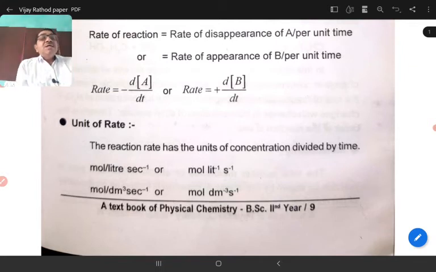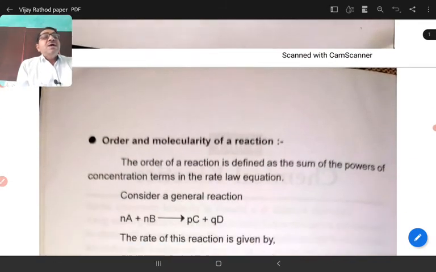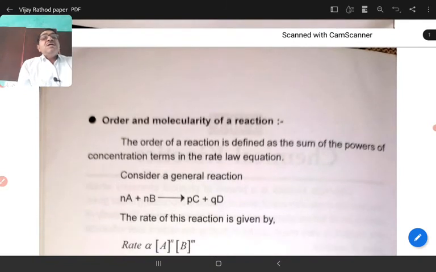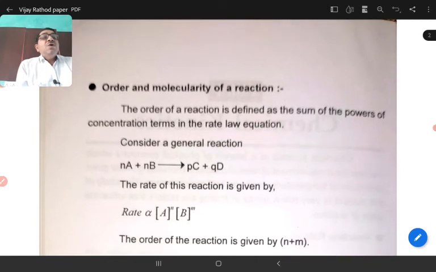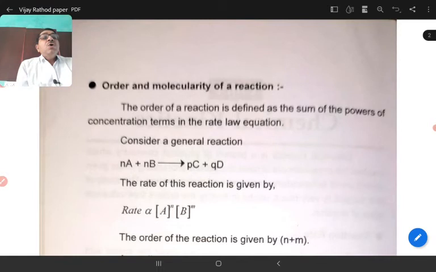So here the reaction rate can be measured in terms of units. The reaction rate has the unit of concentration divided by time. Here, mole per liter per second, or mol L^-1 s^-1, mole per decimeter cube per second, or mol dm^-3 s^-1. These are the units for reaction rate or rate of reaction. Now another important term while considering the rate of reaction in chemical kinetics is order and molecularity of a reaction.